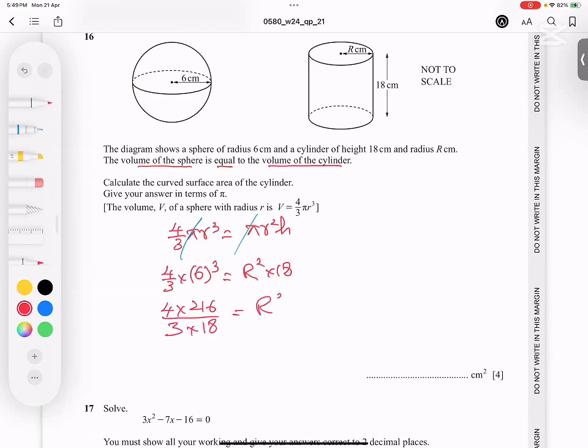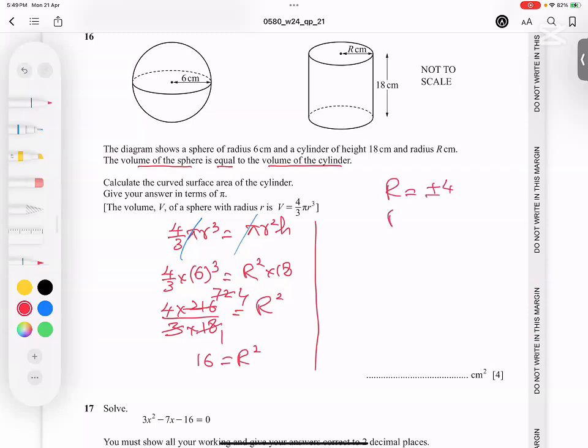We got R to power 2. Maybe here you have to divide 216 by 3. If I divide it by 3 we get 72. And if I divide it here, 18 ones are 18, 18 4 times. So I got 4 4 16, R to power 2 is 16. So R becomes root 16, plus and minus 4.